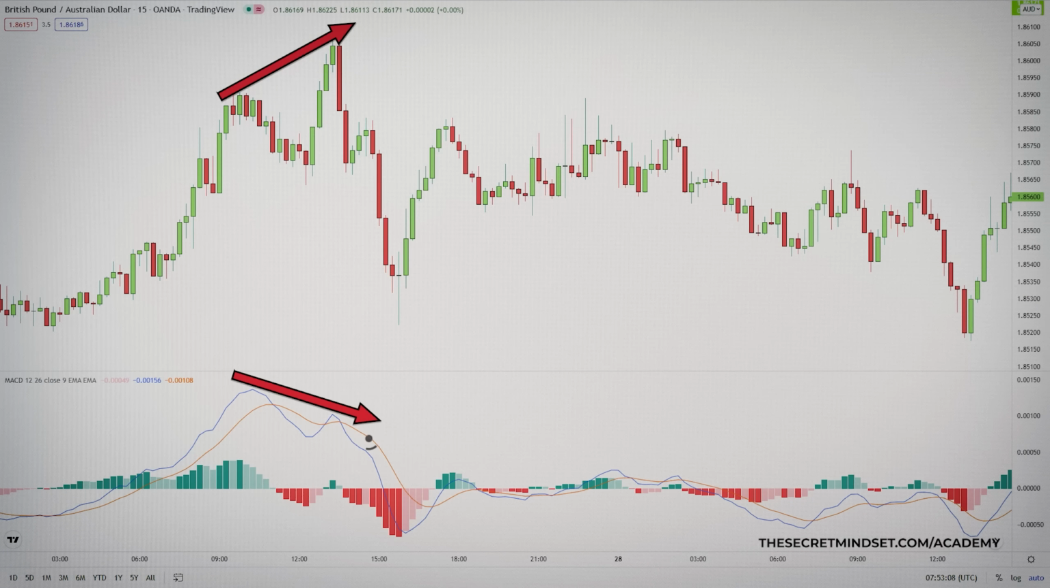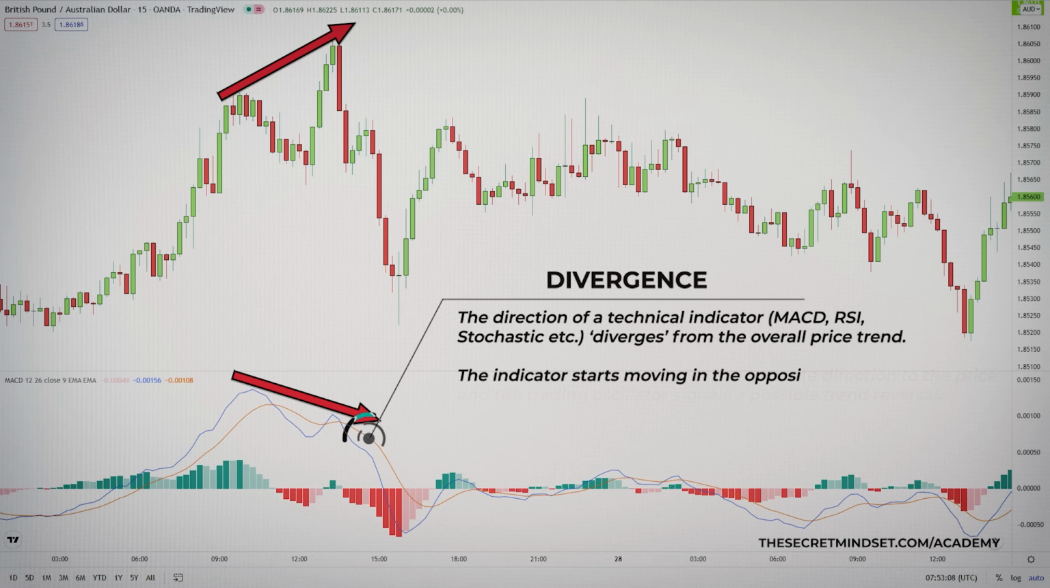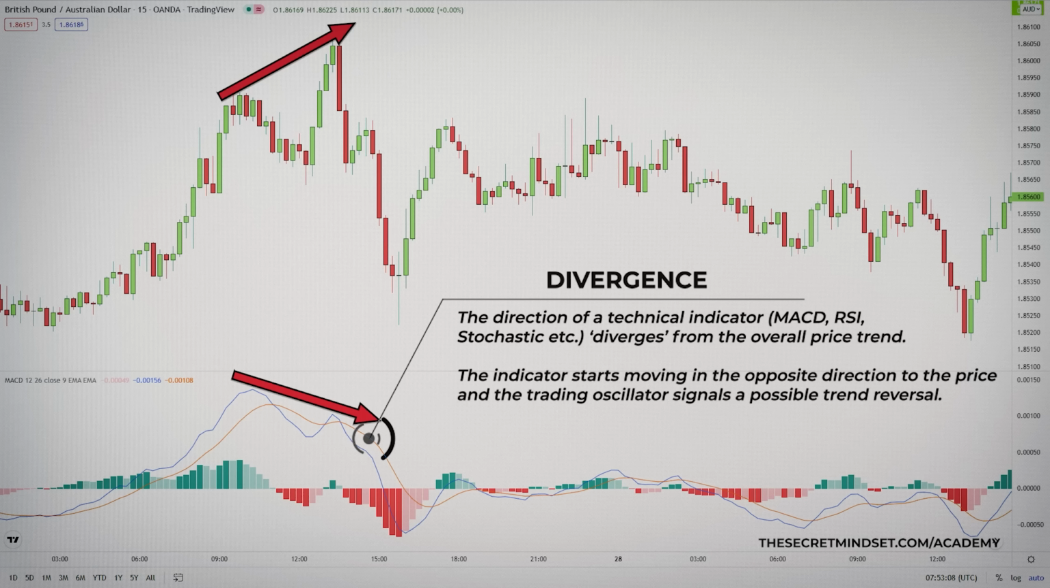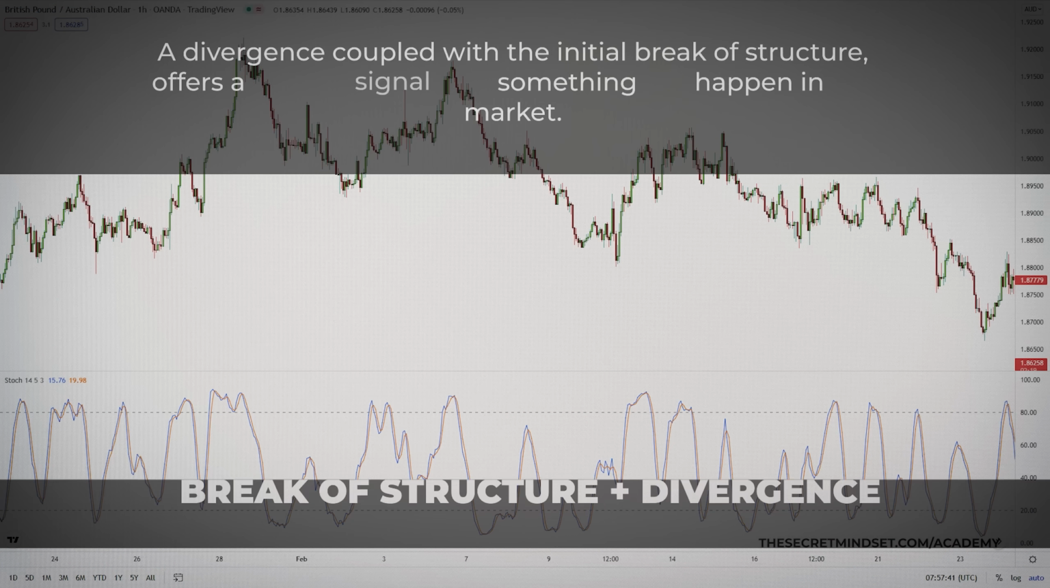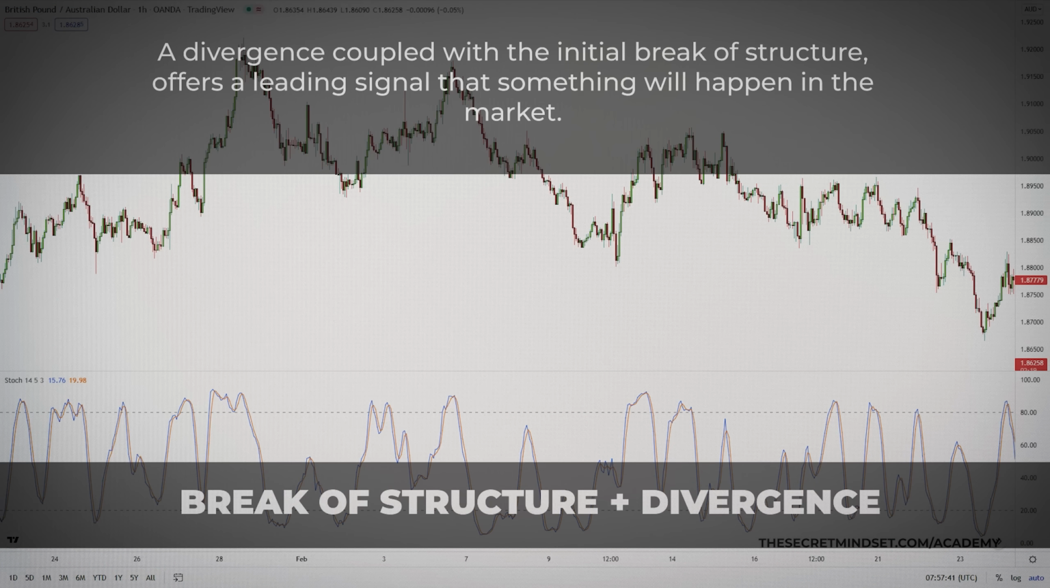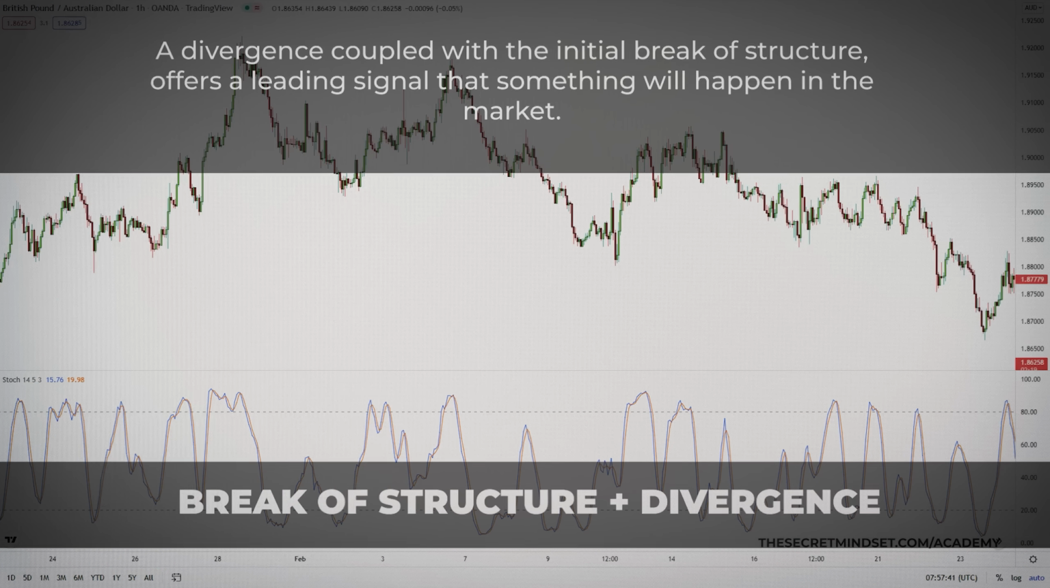Divergence is when the direction of a technical indicator, usually some form of an oscillator, MACD, RSI, stochastic, diverges from the overall price trend. In other words, the indicator starts moving in the opposite direction to the price, and the trading oscillator signals a possible trend reversal. Coupled with the initial break of structure, you have two indications that something will happen in a market.